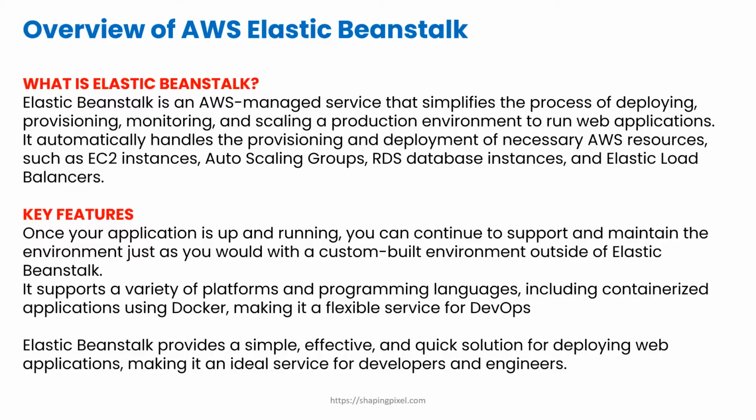Now let's dive into an overview of AWS Elastic Beanstalk. Elastic Beanstalk is an AWS managed service that simplifies the process of deploying, provisioning, monitoring, and scaling a production environment to run web applications. It automatically handles the provisioning and deployment of necessary AWS resources, such as EC2 instances, auto-scaling groups, RDS database instances, and elastic load balancers. Once your application is up and running, you can continue to support and maintain the environment just as you would with a custom-built environment outside of Elastic Beanstalk.